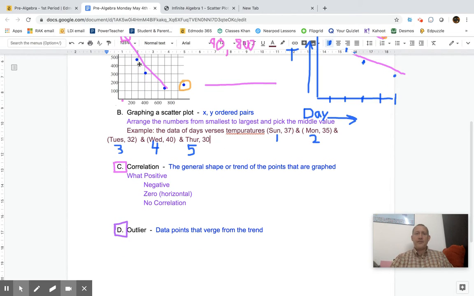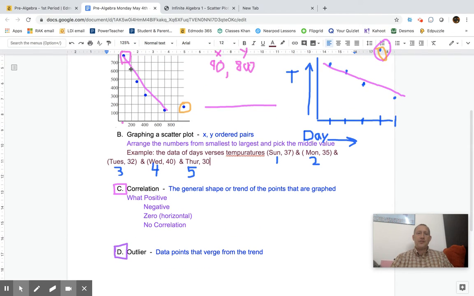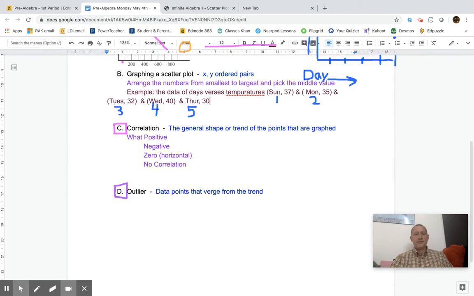Third, correlation. What does correlation mean? After you graph all your points, you see, is it a negative slope? Is it a positive slope? Is there no slope? Does it stay steady? Or is there no correlation at all? Are the points all over the place? You're looking for the general trend. And then finally, outlier. If there is a general trend, is there a data point or two or three that fall way outside of that? And that normally happens. Those are called outliers.